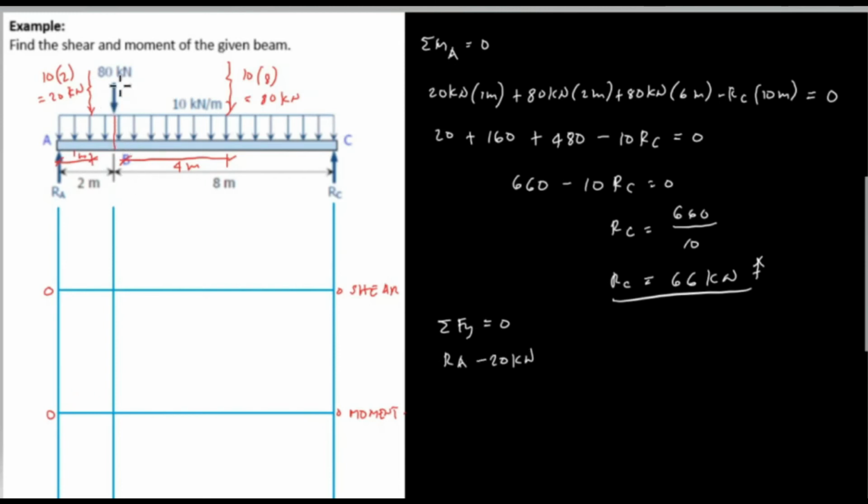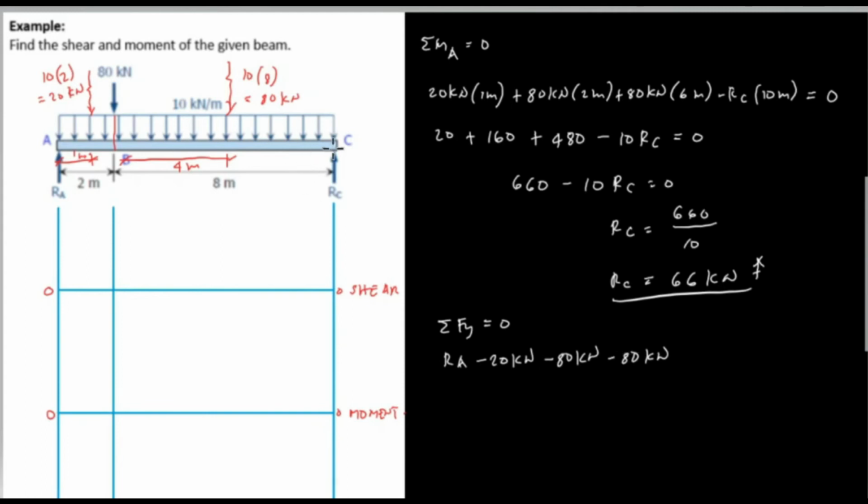At point B, we have 80 kilonewton. So we have 80 kilonewton and the direction of 80 kilonewton is downward also, so therefore it is a negative sign. Next, from B to C, we have a uniform load of 10 kilonewton per meter, and the resultant is equivalent to 80 kilonewton, and the direction is downward. So this is 80 kilonewton also, and the direction is downward. So sign is negative.